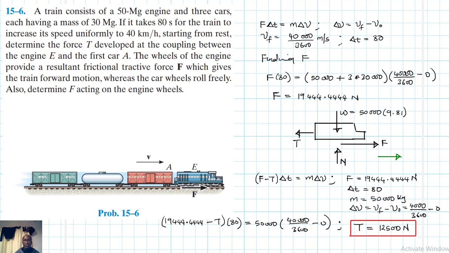Of course, we were also asked to calculate F, and this is the value of F here.